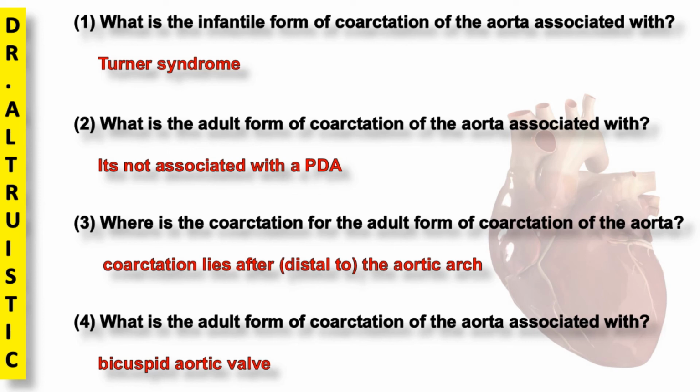3. Where is the coarctation for the adult form of coarctation of the aorta? Coarctation lies distal to the aortic arch. 4. What is the adult form of coarctation of the aorta associated with? Bicuspid aortic valve.